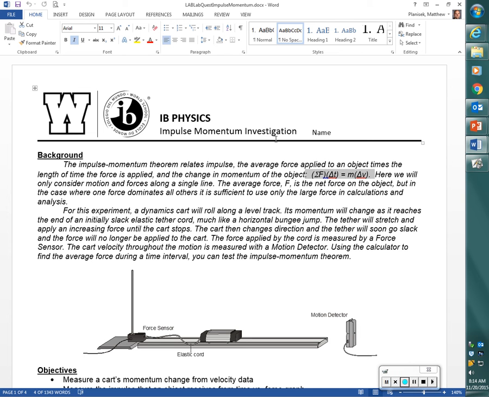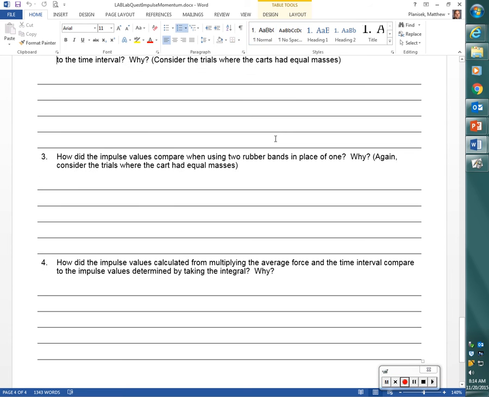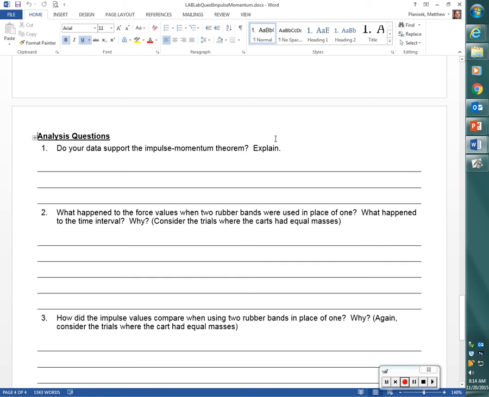But in your lab that we did last week, you were investigating this, right? If you look on the very last page, your first analysis question was, did you verify the impulse-momentum equation, or some wording like that. Let me see what it says exactly. Does your data support the impulse-momentum theorem? In order to do that, we have to measure force, and we have to measure time, and we have to measure the change in velocity of the object and the mass.